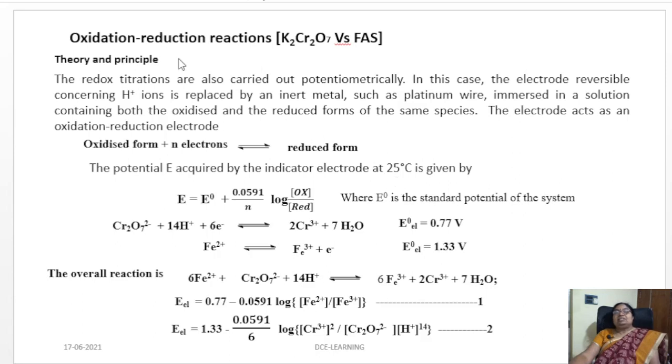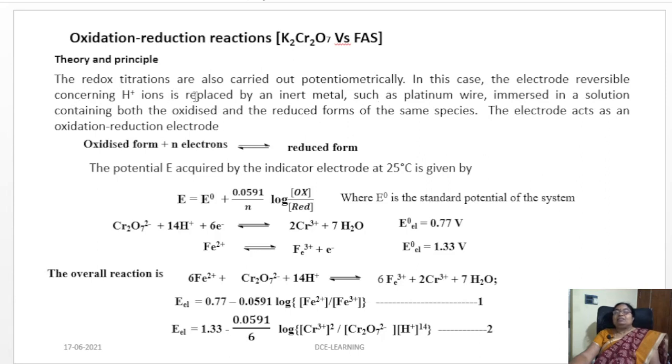Next, we go for the oxidation reduction reaction: potassium dichromate versus ferrous ammonium sulfate. What is the principle and the theory behind that? You already know about redox titration. Potassium dichromate is the oxidizing agent, and it oxidizes Fe2 plus to Fe3 plus. In acidic media, therefore, we require dilute sulfuric acid.